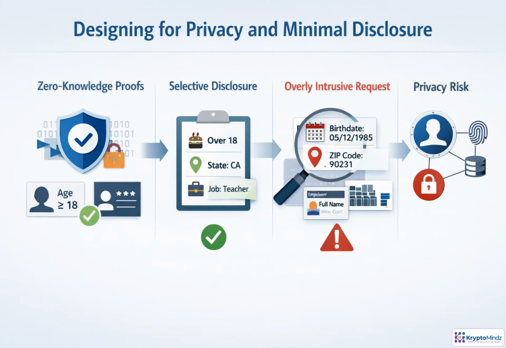Privacy-preserving identity is not just about using ZKPs or selective disclosure. It starts with asking the right question. If the business need is eligibility, request a predicate like "age is at least 18," not a birth date. Combinations matter too. Zip code, employer, and exact age can identify someone even without a name. Good design treats every requested claim as a privacy cost and discloses only what the decision truly requires.